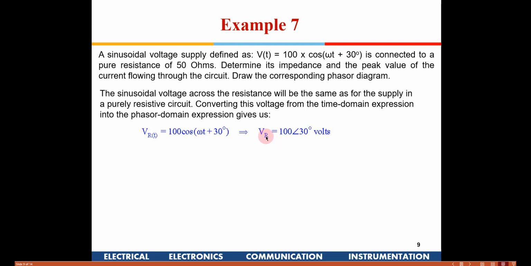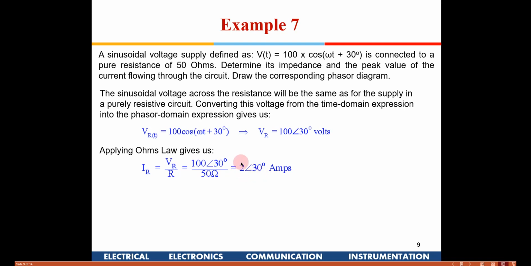Okay, VR here doesn't indicate RMS. Okay, here in this case. Okay, VR means voltage across the resistance, and here this is not an RMS value, this is the peak value which we are speaking of here. Okay, so we need to be careful with these notations. So applying Ohm's law, we get IR is equal to V divided by R, where R is given as 50, so 2 and 30.